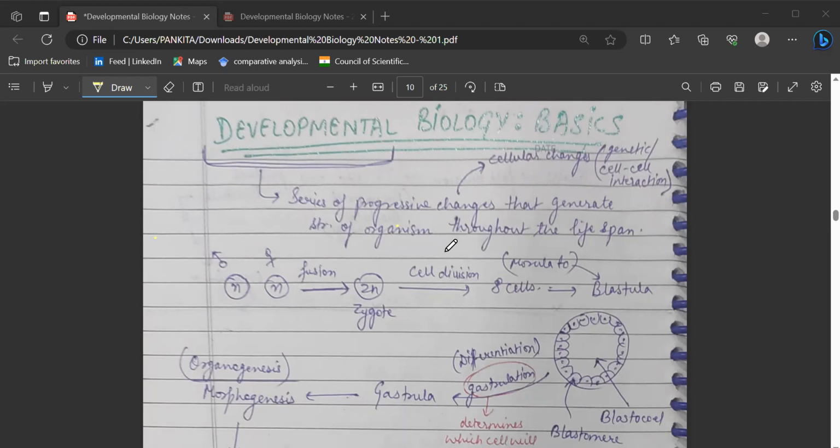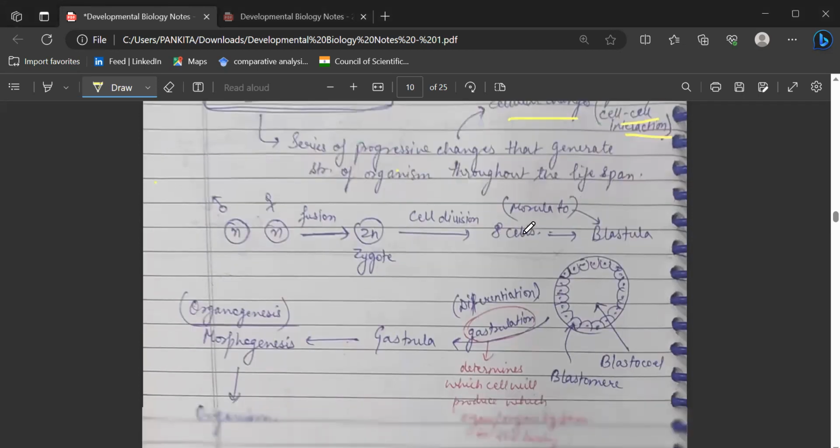Specifically in developmental biology, we study the series of progressive changes that generate the structure of an organism throughout its lifespan. The progressive changes that we study are the cellular changes on a genetic level, which involve cell and cell interaction.